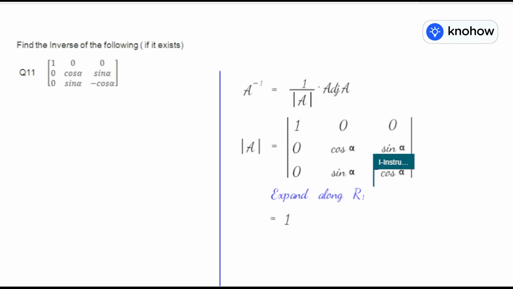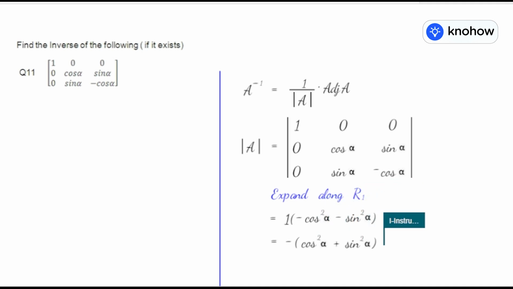cos alpha into minus cos alpha minus cos square alpha minus sin alpha sin square alpha. Minus you take common, you get cos square alpha plus sin square alpha, which is trigonometrically 1. So what is finally the value of determinant A? Minus 1. Just keep it with you. That is, determinant A is minus 1.